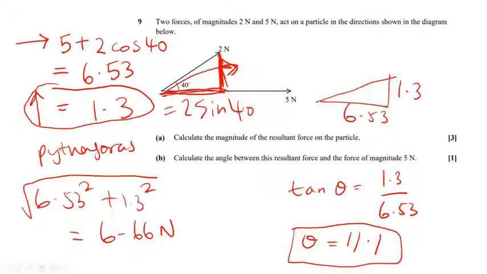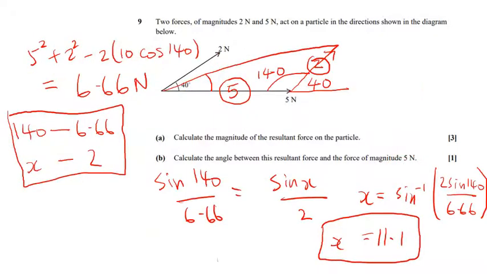Calculate the angle between this resultant force and the force of magnitude 5 newtons. So the resultant is this force here, right? That's the resultant. The 5 newtons is this one, so you want this angle here. So you can use tan. 1.3 divided by 6.53, inverse tan, you end up with 11.1 degrees.